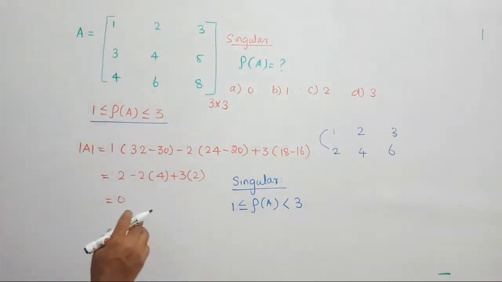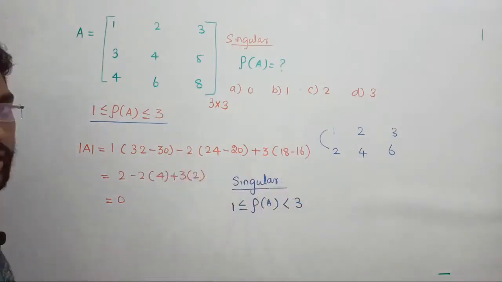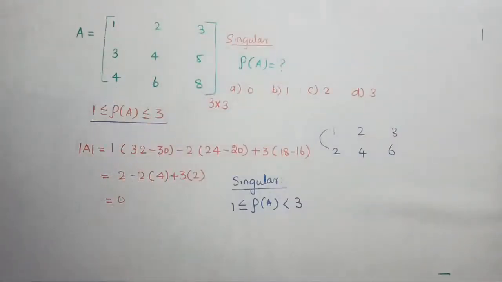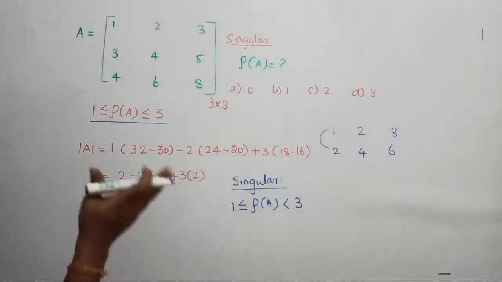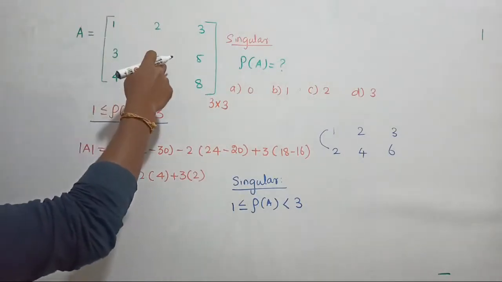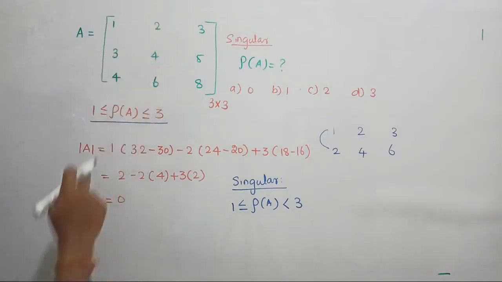For that again, now a single row of the 3x3 matrix became 0, so definitely the rank is not 3. So it might be 1 or 2. Then what will you do? Again proceed further, find out the subsquare matrix determinant. The next subsquare after 3x3 is 2x2. Check: first 1 into 4 minus 3 into 2, 6. 4 minus 6 will give you minus 2.